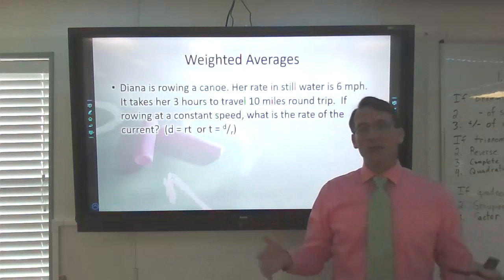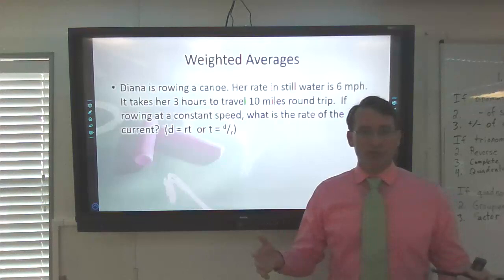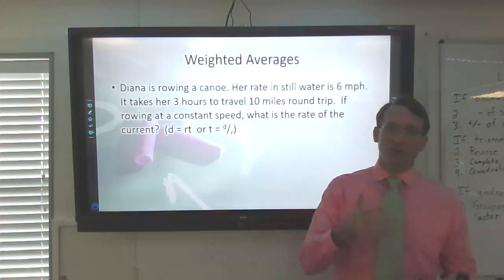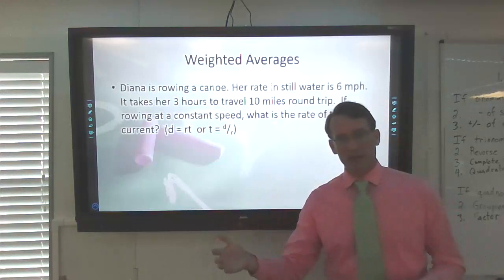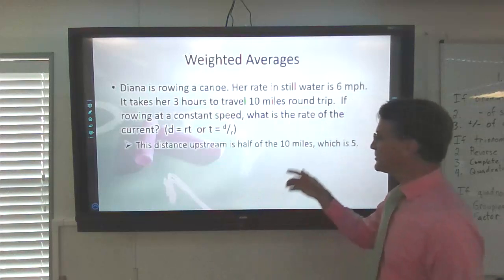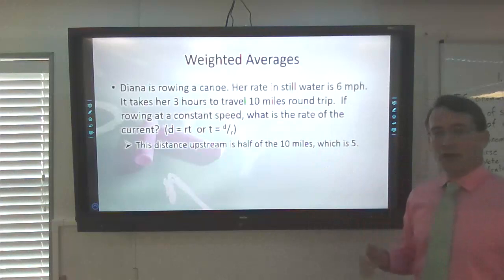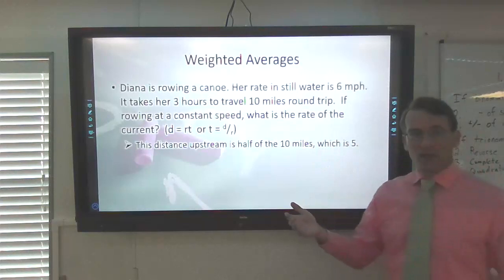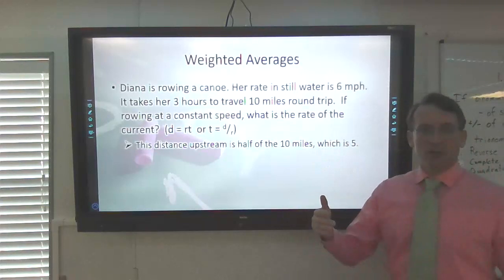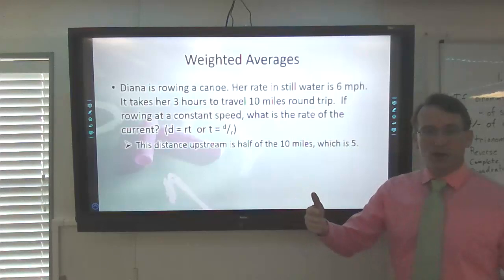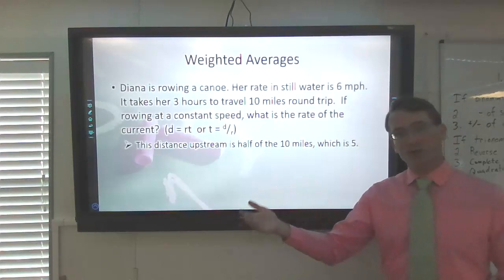Now she's going 10 miles, but that's a round trip. So that means it's 5 miles upstream and then 5 miles back downstream. So my total distance is going to be 5 miles each direction. The rate at which she's going upstream is going to be slowed down, so her rate is going to go down by however fast the current is running.